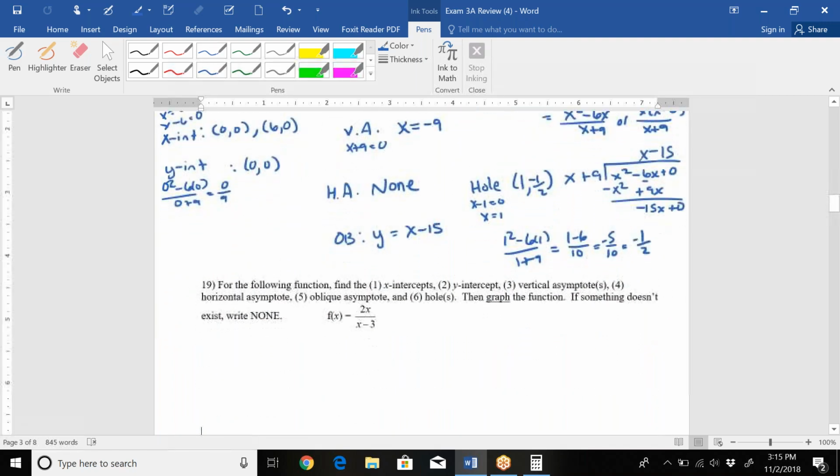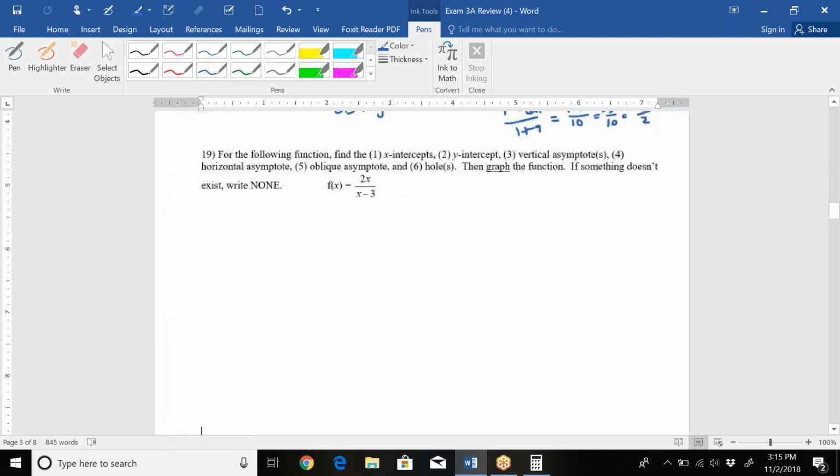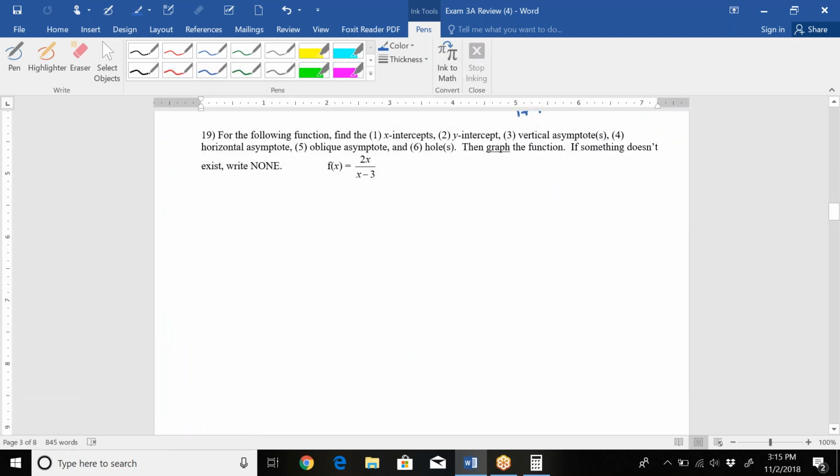Now for 19, we're going to do the same thing, but we're actually going to graph the function. So these are a little bit easier. They don't have as much going on because we're going to make you actually graph it. So for this first one, you'd ask, does any of it factor? And the answer is no. Monomials don't factor, and this is not perfect squares or perfect cubes.